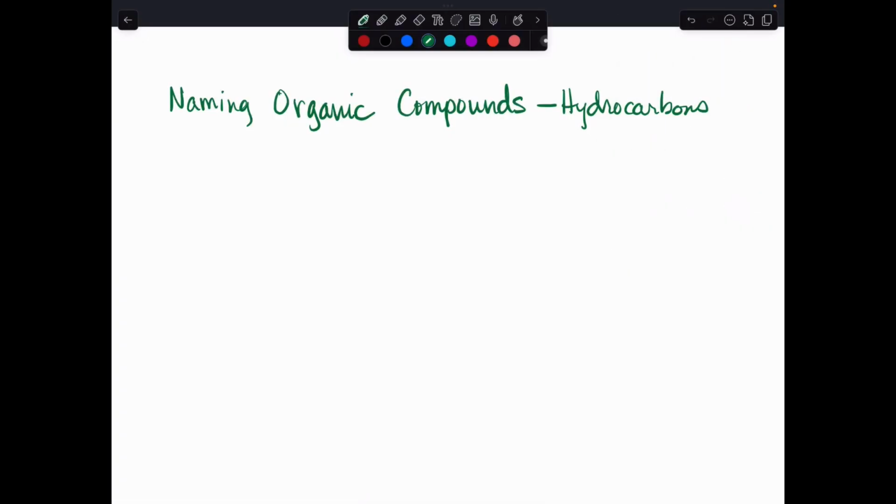Probably the hardest part of this chapter is the naming of the organic compounds. And the book gives you several examples, but here I'm going to walk you through some others. The first thing is in that first section, you've got to learn the basic names of 1 through 10 carbons.